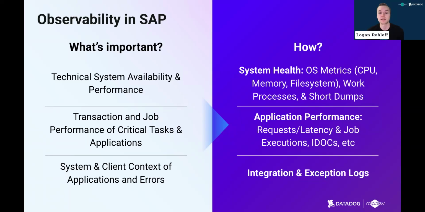And then system and client context of application errors. So all of these metrics are great, but it's always helpful to understand not just what is happening, but also why it's happening. And so being able to utilize integration and exception monitoring logs can help provide this context and some more color to why failures are happening, why IDOCs aren't being processed properly, why short dumps are occurring, to really help get to the bottom of ongoing incidents.